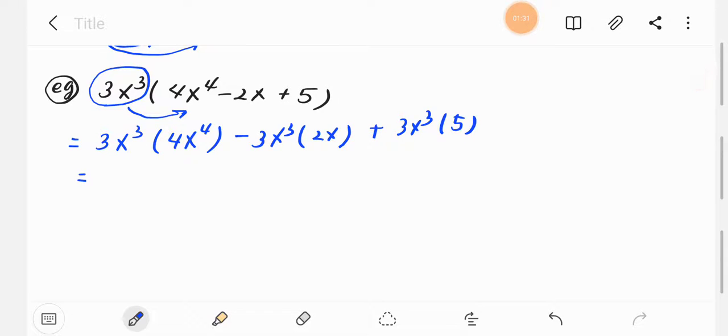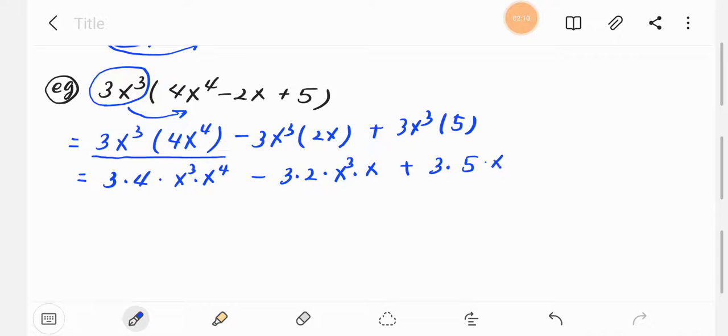So this one is equal to, from this 3 and 4, the first term is our product, right? So we can multiply the numbers together. So 3 times 4 will be 12. Can you see it? 12, right? All right, let me put them together. So 3 times 4. Let me do one more step. And then x cubed times x to the fourth power. For the second term, 3 and 2 together, so 3 times 2, x cubed times x. And then 3 and 5 together, so 3 times 5, x cubed.